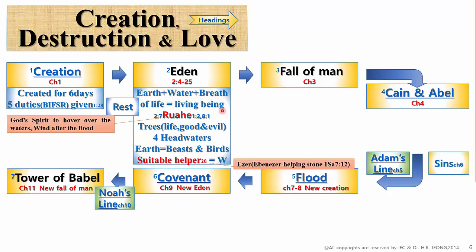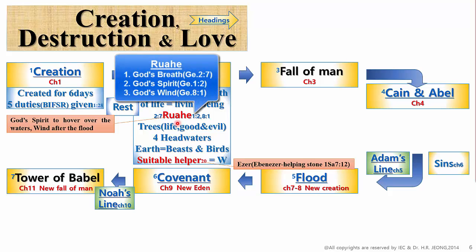This God's breath in Hebrew is Ruach. This word is used in three ways in the Old Testament. The first one is the God's breath we just saw. The second is in Genesis chapter 1 verse 2. "The Spirit of God was hovering on the waters." The Spirit is Ruach. The third one is in chapter 8 verse 1. The wind. The waters from the earth receded by the wind.